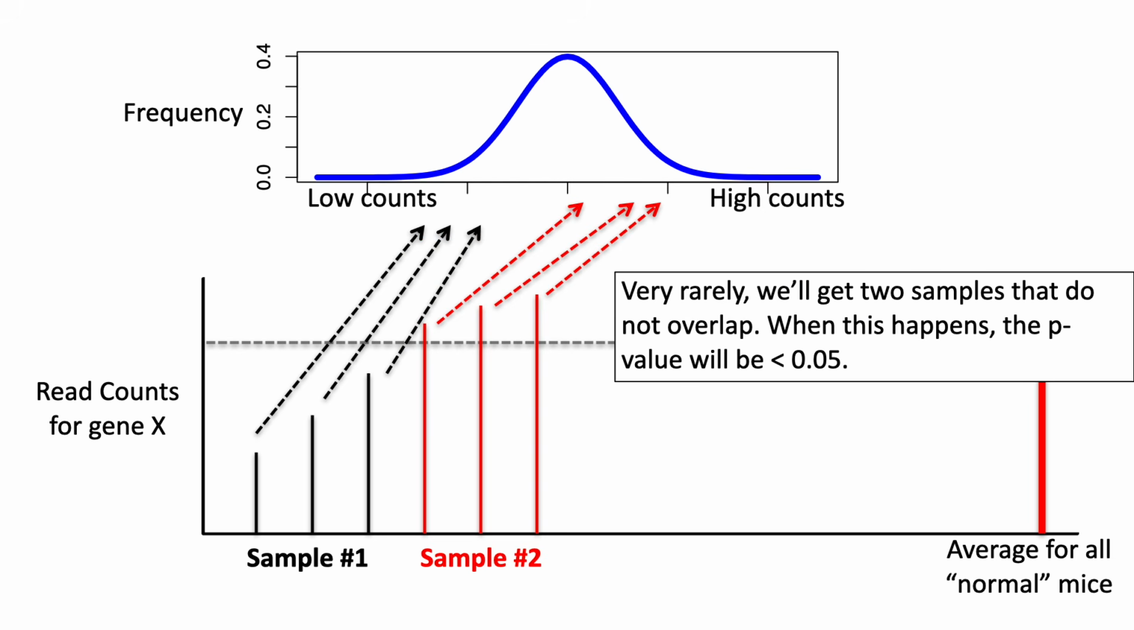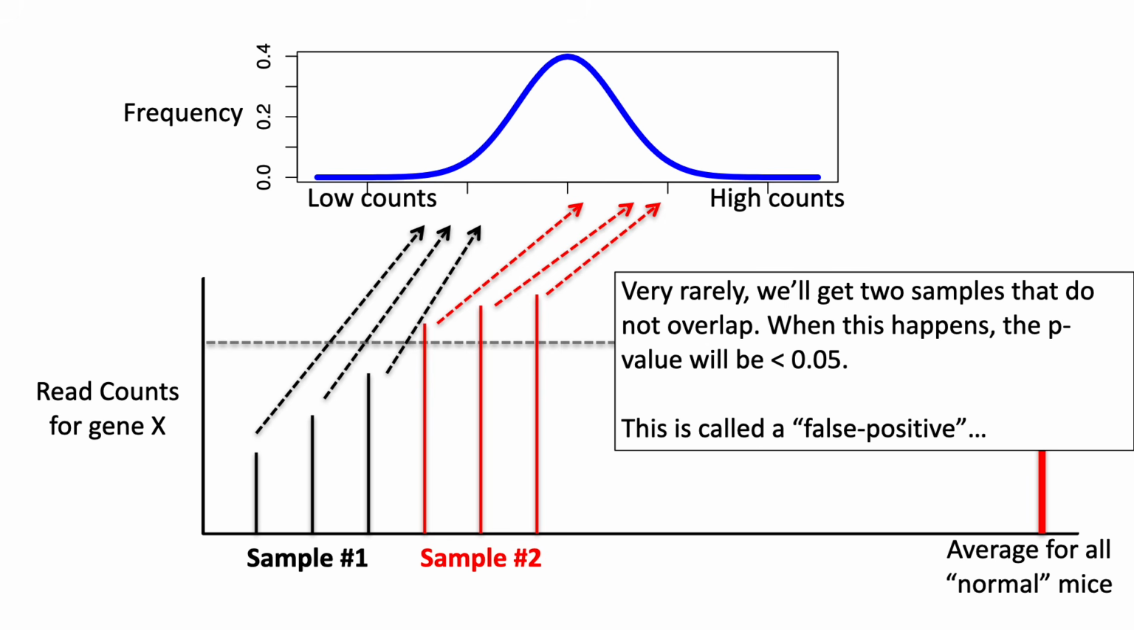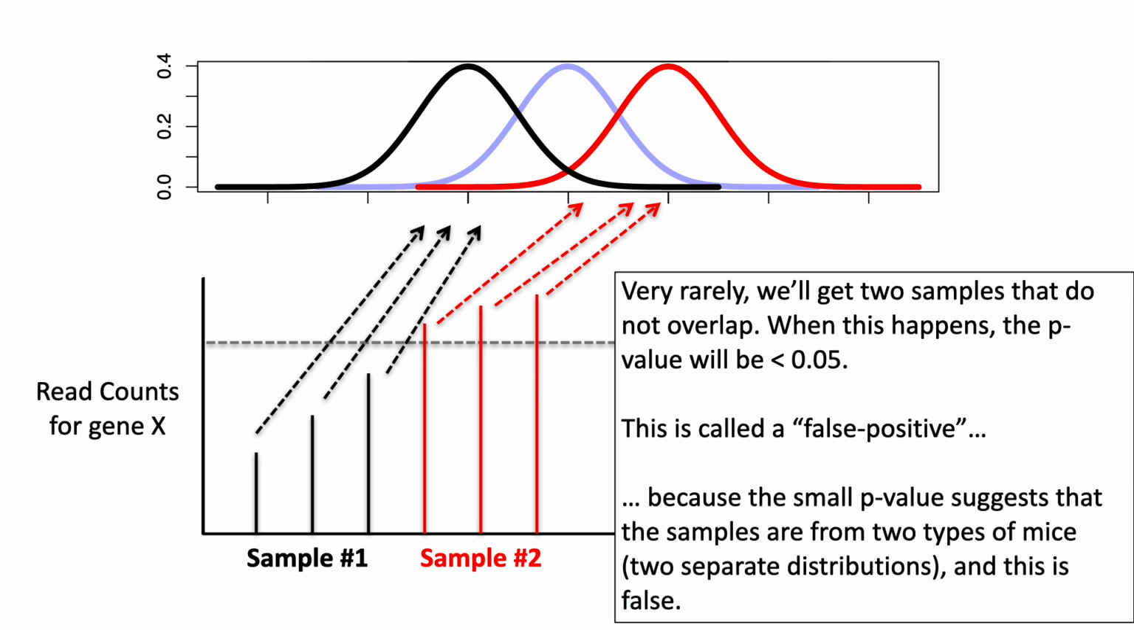Very rarely, we'll get 2 samples that do not overlap. When this happens, the p-value will be less than 0.05. This is called a false positive, because the small p-value suggests that the samples are from 2 types of mice, or 2 separate distributions, and this is false.